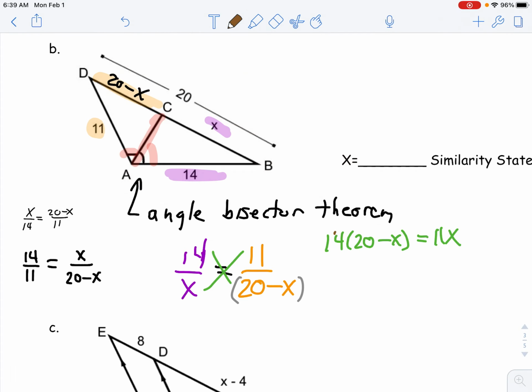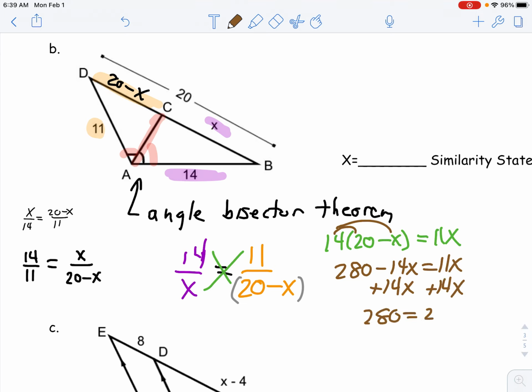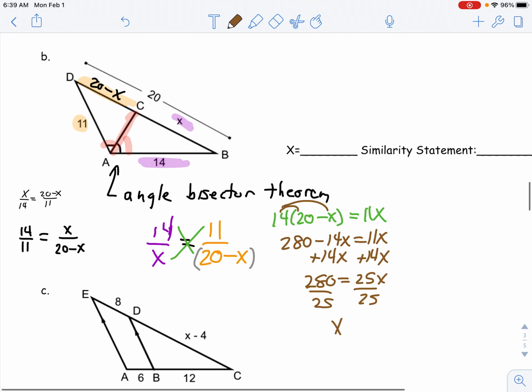All right, then once you get to here, you're going to distribute. I believe that's 280, but let me check my work. 280 minus 14x plus 14x and x equals 11.2.